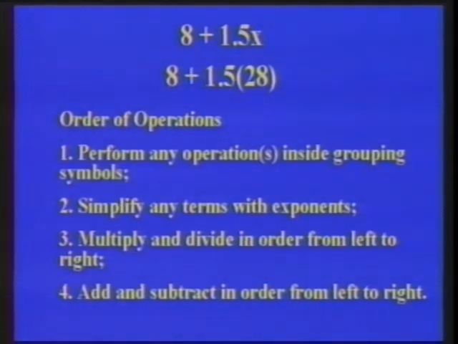Order of operations are these. You perform any operation or operations within the grouping symbols first, then you simplify any terms with exponents. After that, you multiply and divide in order from left to right. And lastly, you add and or subtract in order from left to right.